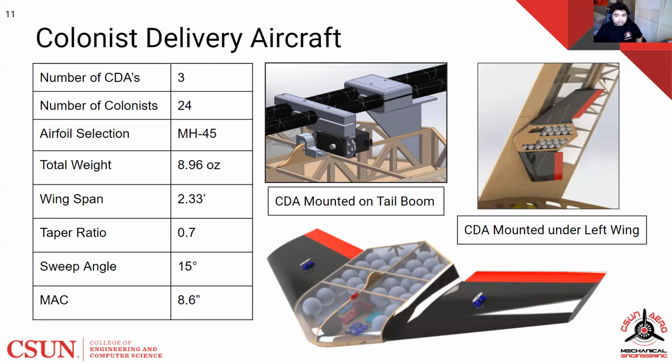For our CDAs, we will have a servo release system mounted underneath each wing and on the tail boom. The images provided showcase how we mount it to our plane. In summary, our CDA will have 24 columns in each one with an overall wingspan of 2.33 feet and a total weight of 8.96 ounces.